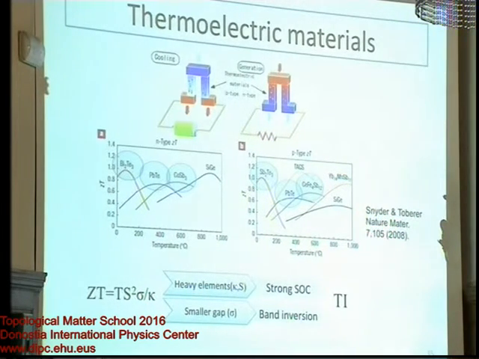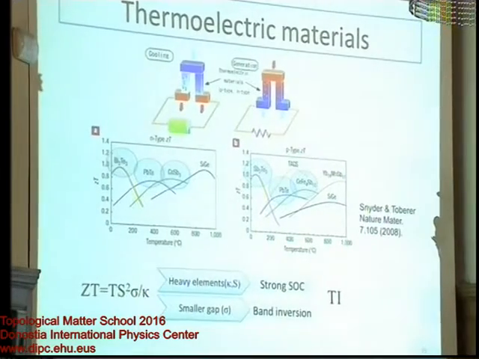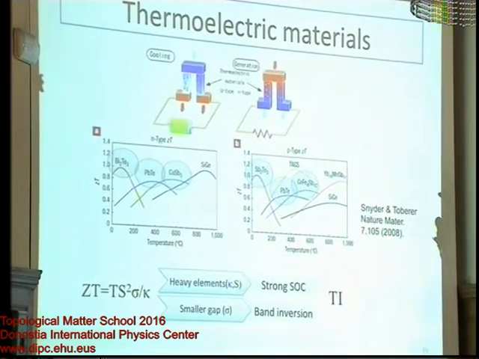Well, this is a kind of coincidence. For topological insulators, we know that we prefer heavy elements because of stronger spin-orbit coupling, and also a smaller gap. If the gap is too large, it cannot be inverted. We want to invert it. So, a small gap and heavy elements.